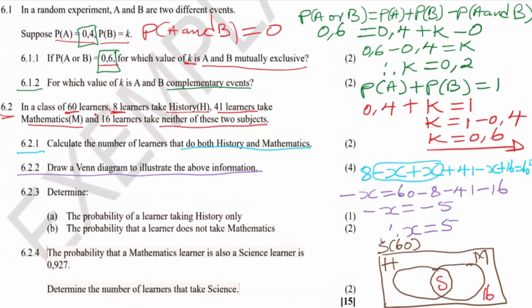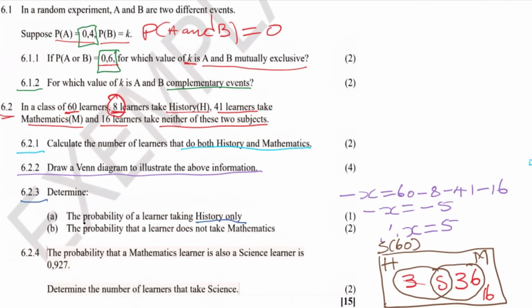For history, we are told that we have got 8 learners. So it's 8 minus 5 to give us 3. For maths, we are told that we have got 41. So it's 41 minus 5 to give us 36. So this one is our Venn diagram.